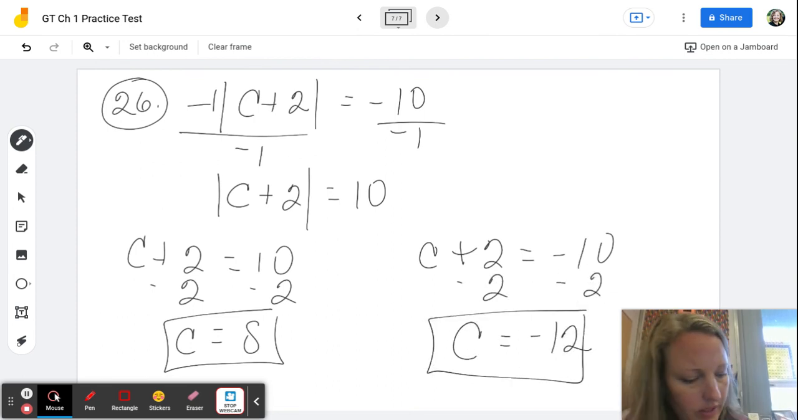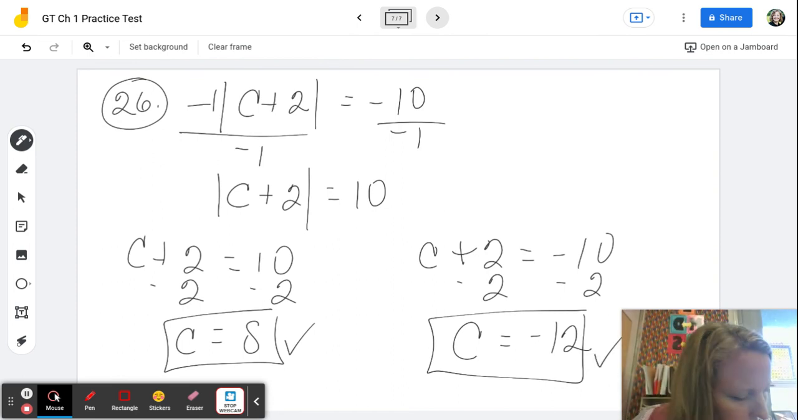Okay, so we have two answers. We're going to check for extraneous. 8 plus 2 is 10. The negative of that is negative 10. So that checks. Negative 12 plus 2 is a positive 10. The negative or the opposite of that is a negative 10. So it also checks. So there's two answers for that problem.